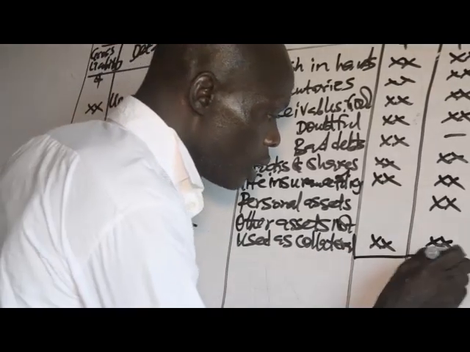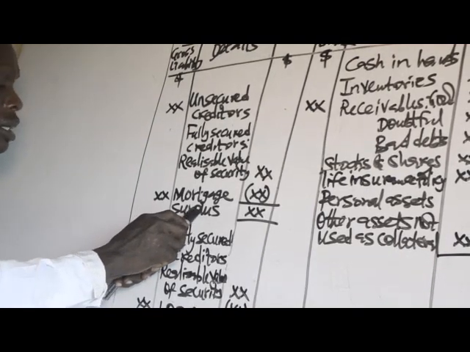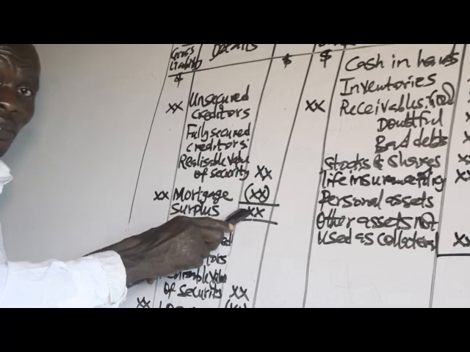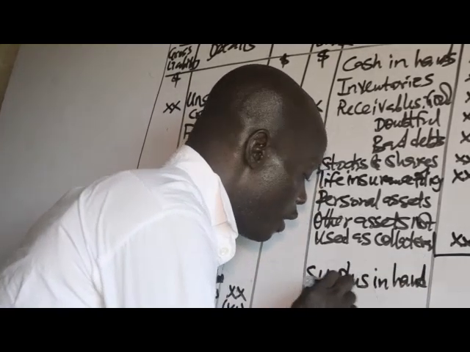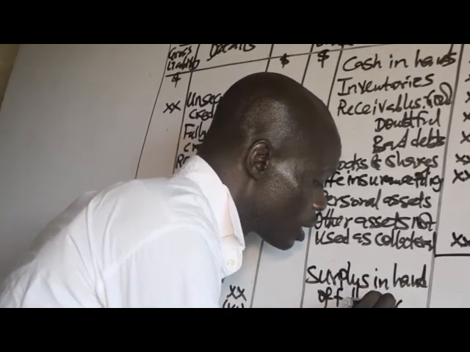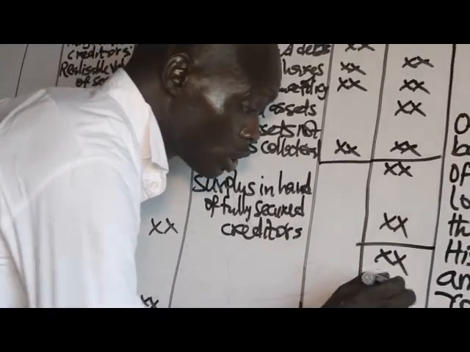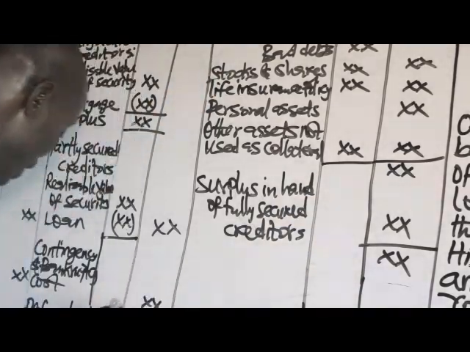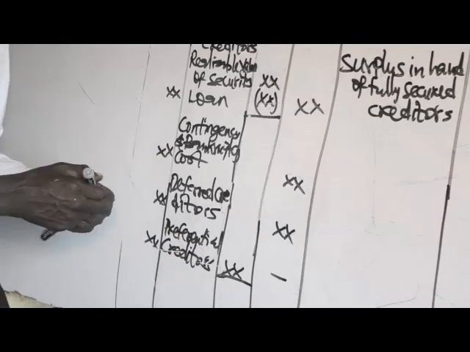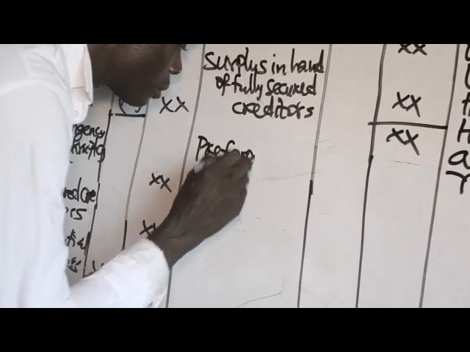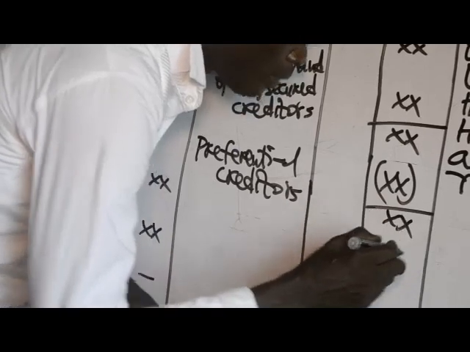So when you sum this up, the realizable value is totaled. Then remember, for fully secured creditors, you have a certain amount of surplus in the hands of the fully secured creditors. The amount you have here, you are going to add it. You add the surplus in the hands of fully secured creditors. So you have this as the total after that has been added. Then you now consider your preferential creditors. You only stated it on the left; you didn't rank it with unsecured creditors. So the amount you have as your preferential creditors, you are going to deduct that now. When you list the preferential creditors, you have this as your balance.